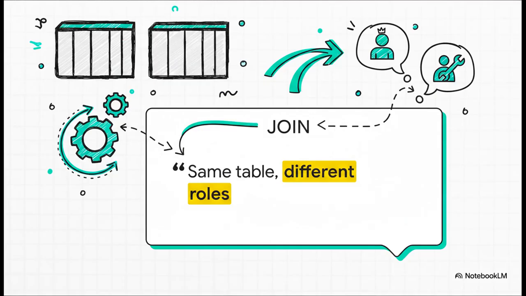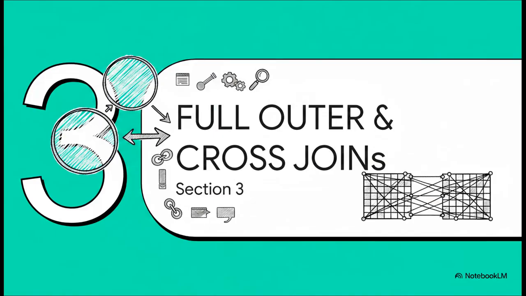So if there's one thing you remember about a self-join, let it be this phrase. Same table, different roles. You're just using one table, but you're giving it two different jobs to do in the same query. All right, let's move on to Section 3, full outer and cross joins.